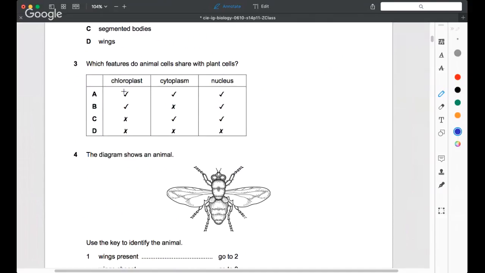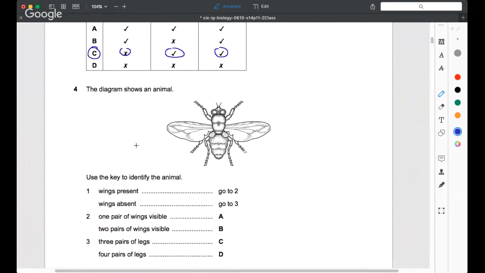So a nucleus and a cytoplasm are present in both animals and plants, and a chloroplast is present in only plants. So if you want one that is present in both animal cells and plant cells, it's not going to be a chloroplast, that's only in plants, but it is going to be a cytoplasm and nucleus. So if we look down here, C has no chloroplast, and then a cytoplasm and a nucleus, so it's going to be C.